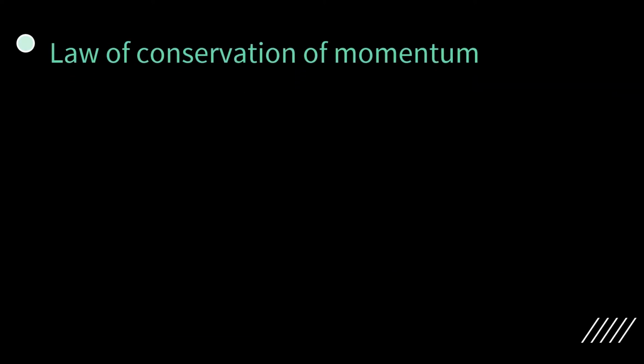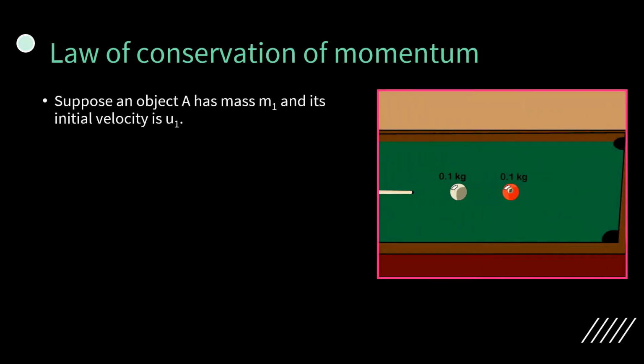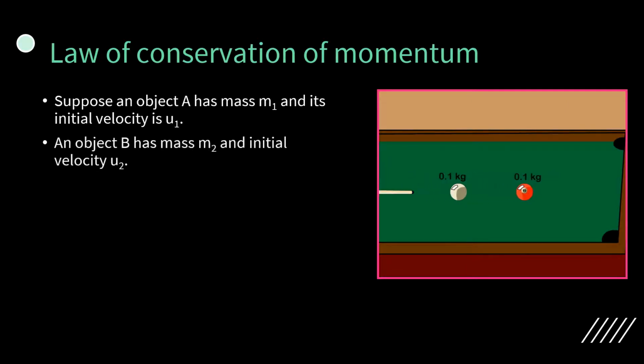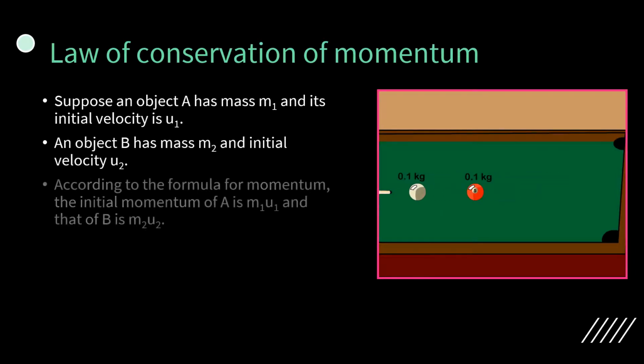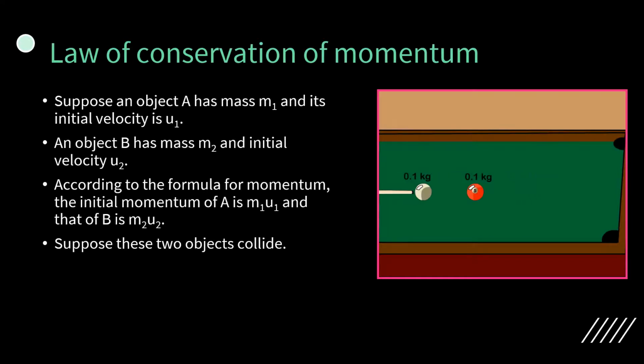Now children, let us discuss about law of conservation of momentum. What is this? Take an object A which is having a mass m1 and its velocity is u1, which is initial velocity. Take another object B which has mass m2 and initial velocity u2. So according to the formula for momentum, the initial momentum of A will be m1 u1 and B will be m2 u2. This we know. Suppose these two objects collide. What will happen?